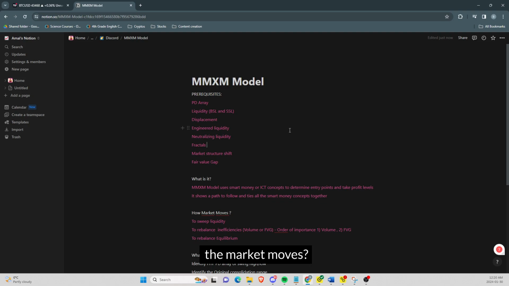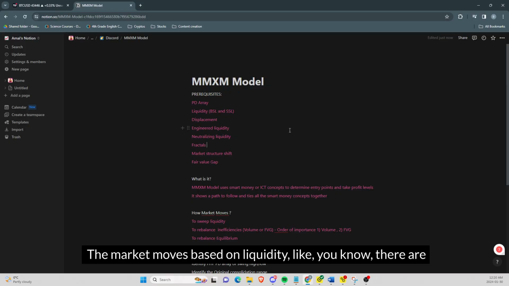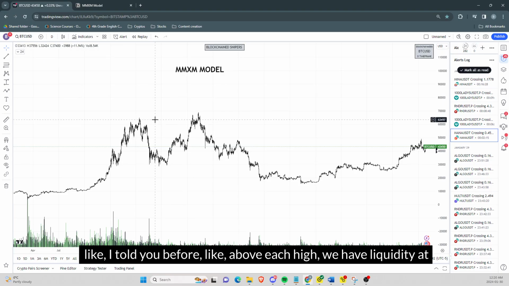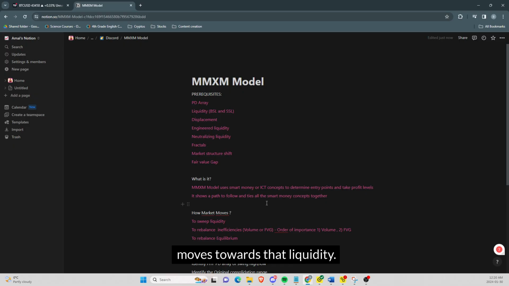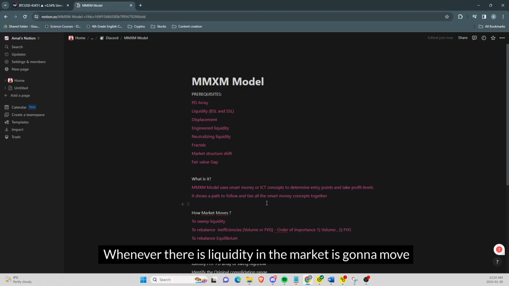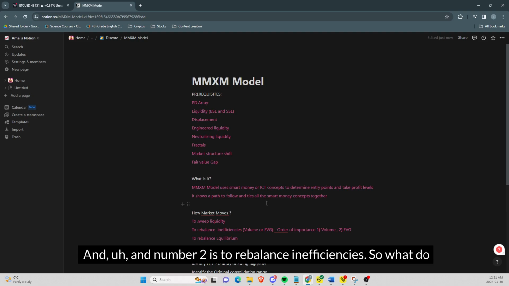So how does the market move? The market moves based on liquidity. Like I told you before, above each high, we have liquidity. At any time frame, we have liquidity above each high, and the market moves towards that liquidity. It acts like a magnet, all right? Whenever there's liquidity, the market is going to move towards it. So you need to understand that.